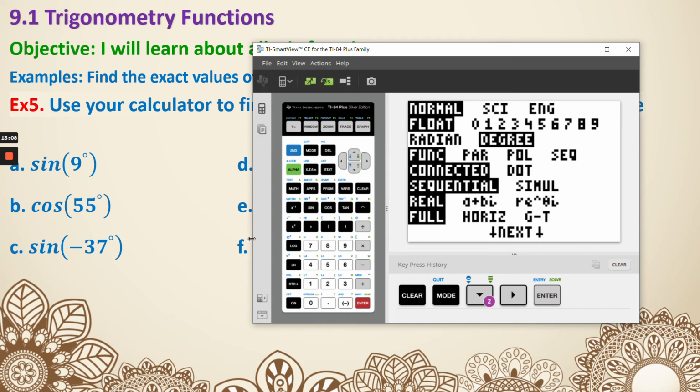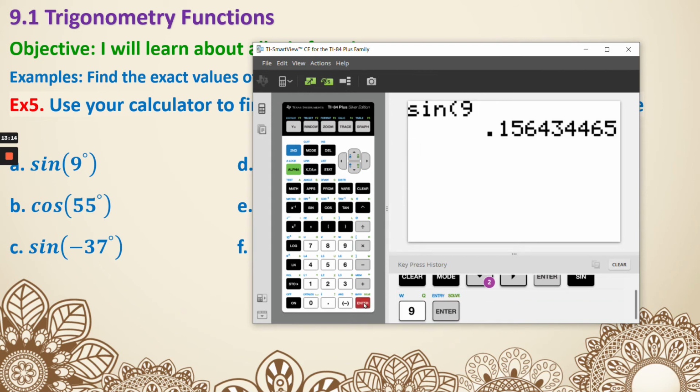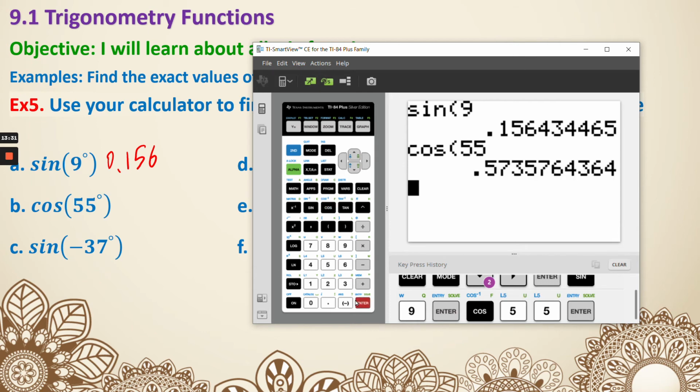So first one, sine 9 degrees. You will see sine right here. So type in sine 9 and press enter. That is going to give you to 3 decimal places, 0.156. Next, we have cosine. So cosine, and it's 55 degrees. That is going to give you 0.574.